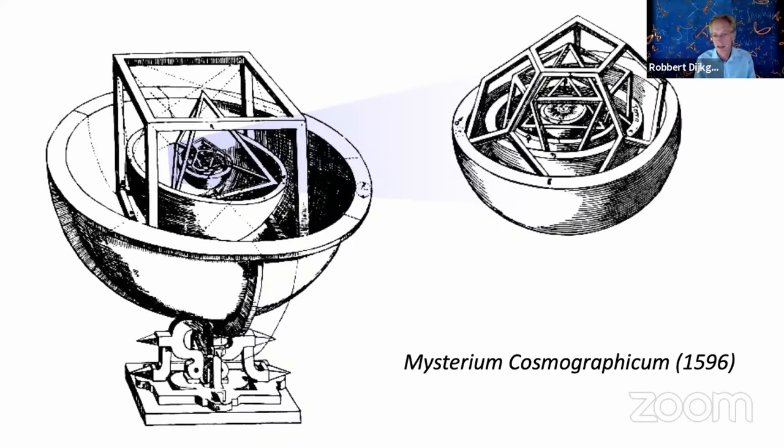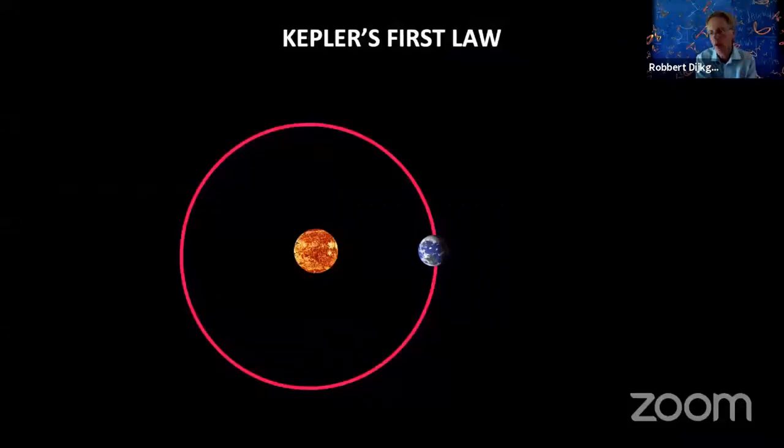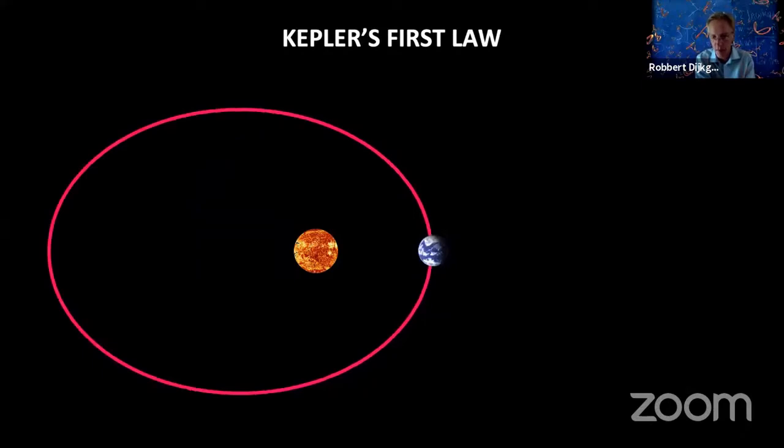Now we think that is wrong, it's wrong in so many different ways. But what I like about the story is that Kepler himself proved it wrong. And he proved it wrong based on careful observation, when he noticed that the planets are not moving on circles, but on ellipses, which of course totally destroys this model. He called them ovals.